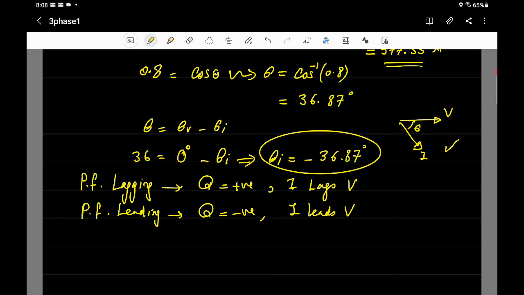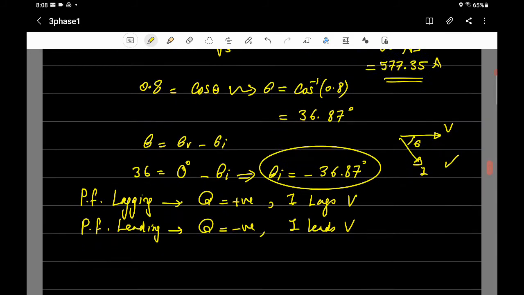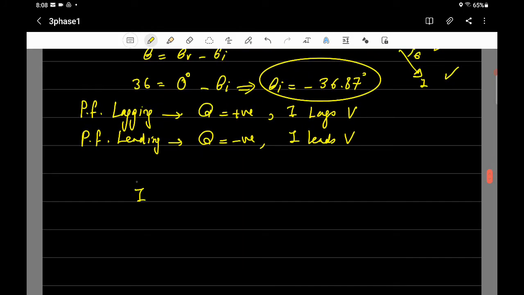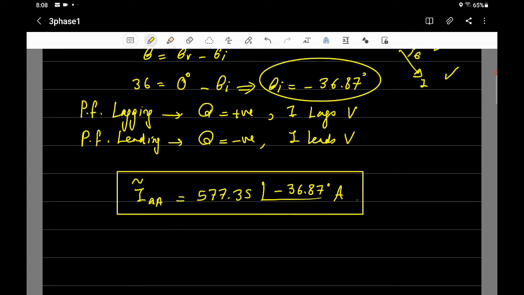Now we got the angle, negative 36.87, and we got the magnitude, 577.35. So now we can write the I phasor for the line is equal to the magnitude 577.35, and the angle negative 36.87 degrees, and the unit is amps. And that will be your answer for part B.